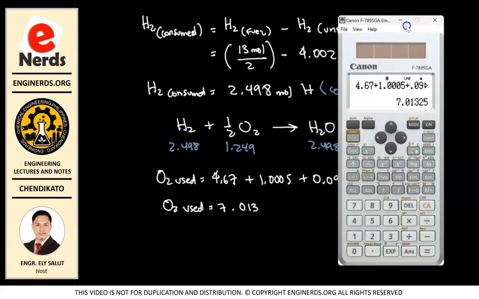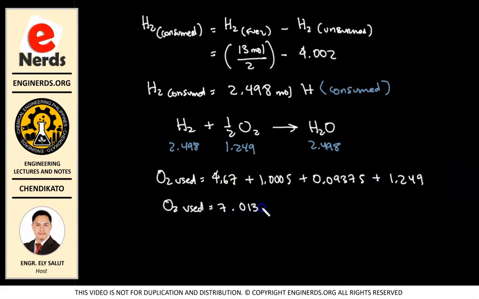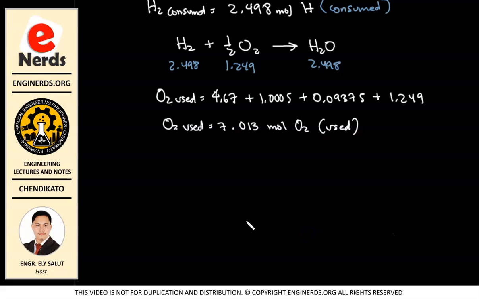Let's just round it up to 7.013 moles of O2 used. Now let us be clear that what we have here is the oxygen used in our actual combustion. But since we are looking for the ORSAT analysis, we also need to identify how much nitrogen will be in our exhaust gas, and that includes the nitrogen coming from the air supplied. So it is important to understand how much air was actually supplied.